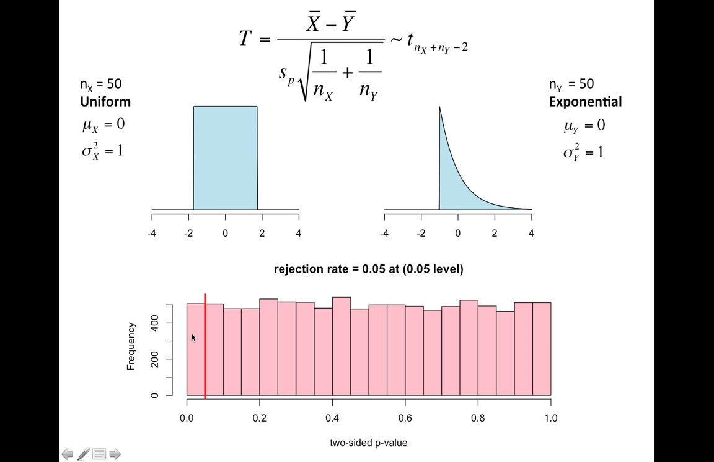5% of the time, I get a p-value less than 0.05, and therefore reject the null when it's actually true. Because the null is true in all these cases, right? The means are 0 in both population distributions. So the null hypothesis of equal means is actually true. This normality assumption for the t-test isn't so important.